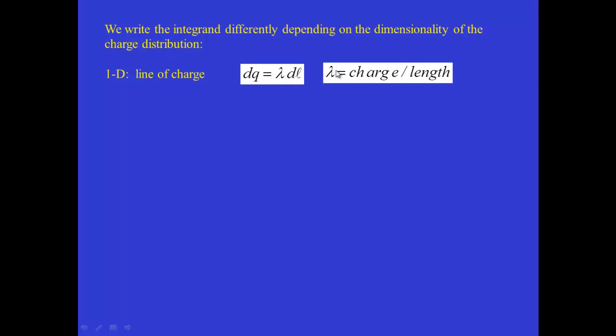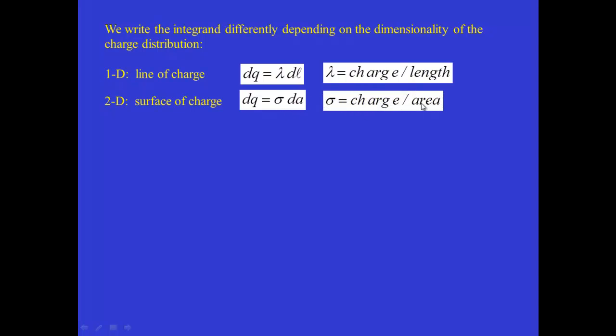Now, it might look like I'm telling you that lambda is a constant, but that's not the case. To keep it clear here, I just write it as lambda, but lambda can be a function that varies along the length of the line of charge. For a two-dimensional system, which would be a surface of charge, like you might get if you rubbed a balloon in your hair, you'd get charge spread out over that surface, dq is written as sigma dA, where dA is a differential amount of area of the surface, and sigma is the charge per unit area on that surface. Again, sigma is something that could vary throughout that surface.